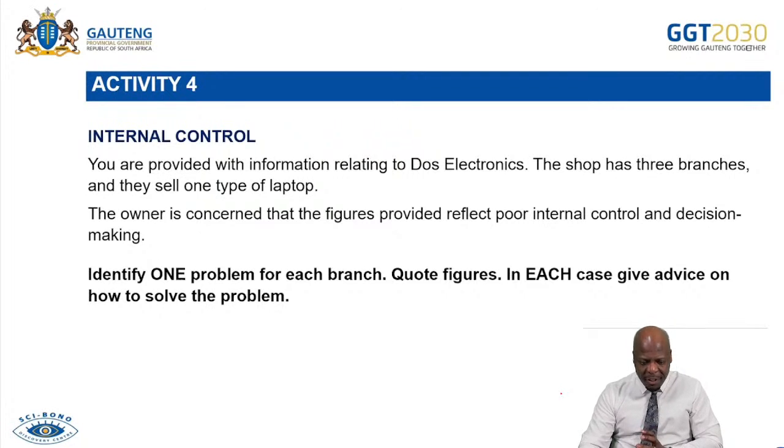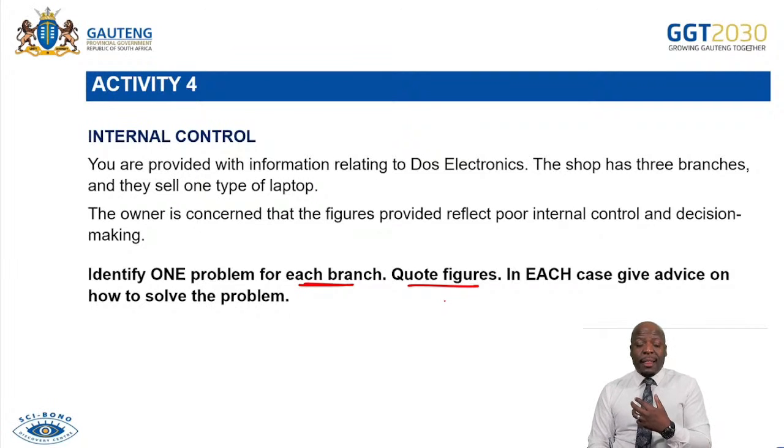The shop has 3 branches and they sell one type of laptop. The owner is concerned that the figures provided reflect poor internal control and decision making. Identify one problem for each branch. So we need to identify a problem for each branch, quote figures in each case, and give advice on how to solve the problem. So this is problem solving then, where we see that there are particular problems within certain branches, and then we need to help them solve those problems.